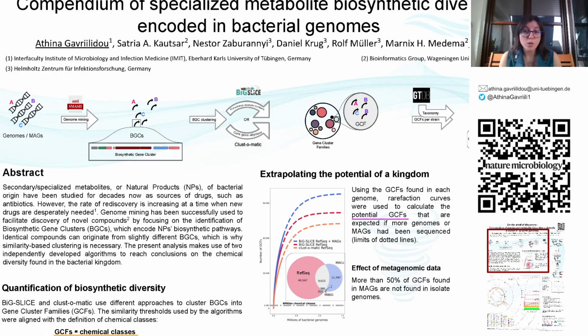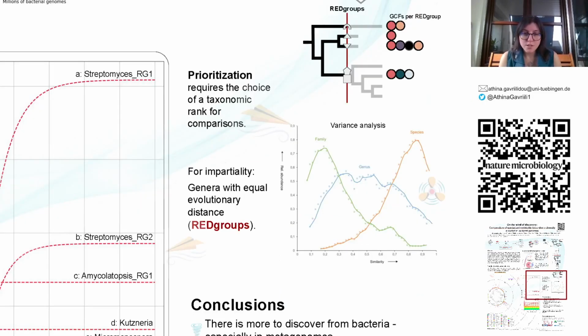Where should people look for the next compound discoveries? To answer that, we needed to decide which taxonomic rank is most suitable for making comparisons of biosynthetic diversity. After an extensive variance analysis of all major ranks, we concluded that the genus is the highest rank with uniform diversity, so it can be used for prioritization and comparisons.